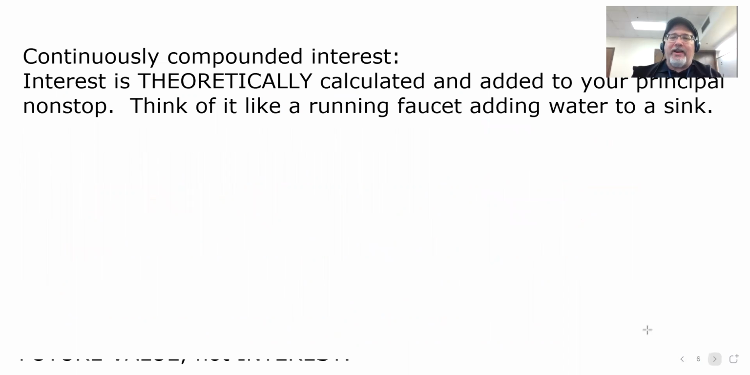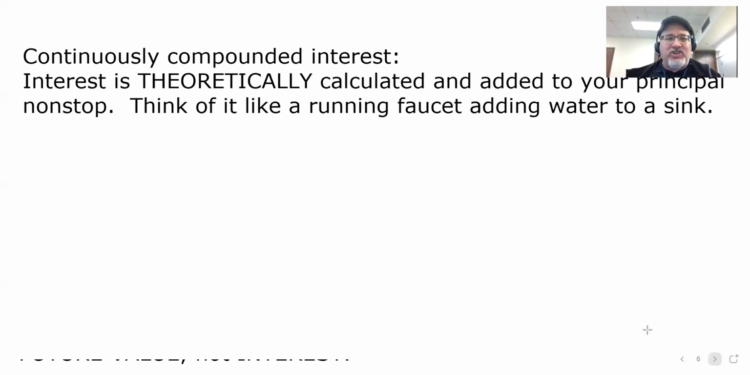Interest is theoretically calculated and added to your principal nonstop. You do monthly, I do weekly. You do weekly, I do daily. You add interest daily, I'll add interest hourly. You add interest once an hour, I'll do once a minute. I'll do once a second. I'll do twice a second. I'll add interest 10 times a second. I'll add interest 100 times a second. I'll add interest 1,000,000 times per second.